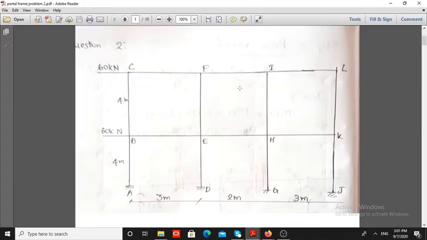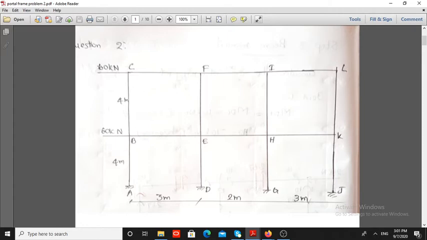Here the question is to analyze the frame using the portal frame method. We know the portal frame method is used to analyze frames subjected to lateral loads. Here the height of the column is 4 meter, and the length of the beams are BE equal to 3 meter, EH equal to 2 meter, HK equal to 3 meter.